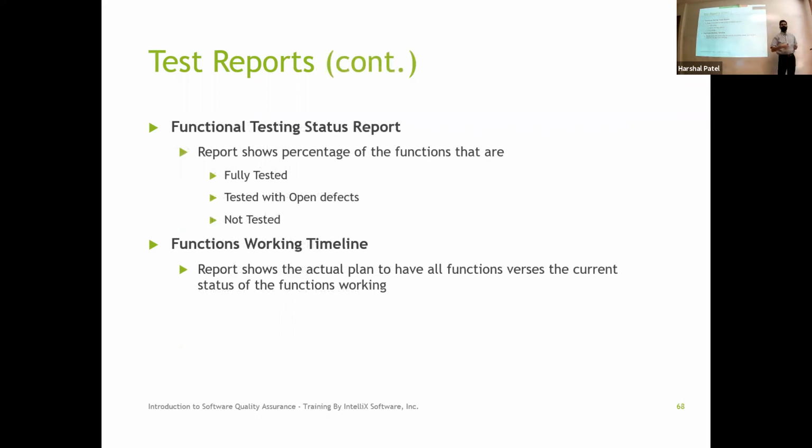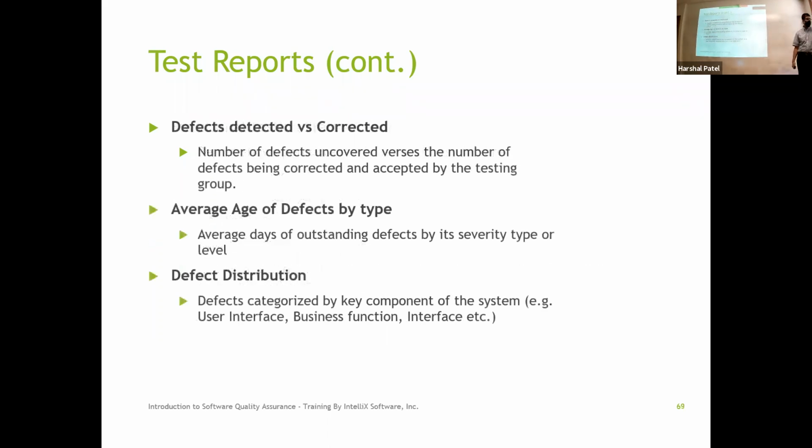Then there are other things you can talk about. Hey, how many test cases am I done with testing? How many test cases are still open to be retested because of the defects associated? Versus how many I haven't even tested or started testing? Then the working timeline, right? If I have 10 functions, at what point did each function start working, and at what point does it break? We already mentioned defects found versus defects fixed. Average age: how long it's taking to fix this type of defect and how it is distributed.